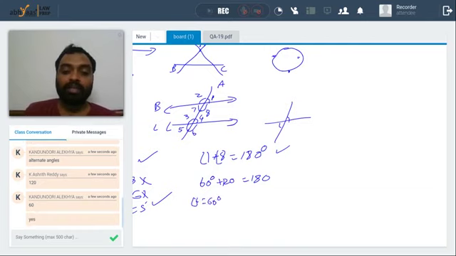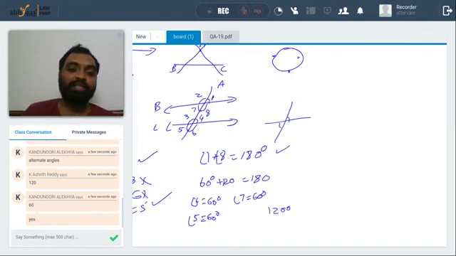Clear? After that, you will see where it is. Here, 5 is also 60 degrees. You will see that 7 is also 60 degrees. Next, if angle 8 is 120 degrees, then angle 6, angle 2, angle 3, everything will be 120 degrees.